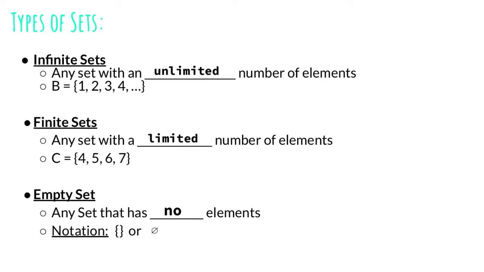We have finite sets, so that's any set with a limited number of elements. So we've got example set C here with 4, 5, 6, 7. It has no ellipsis and no indication that it goes on or that there are other elements. The last type of set is an empty set, and that is any set that has no elements. We have notation for that with either braces with nothing in it or a 0 with a slash through it.